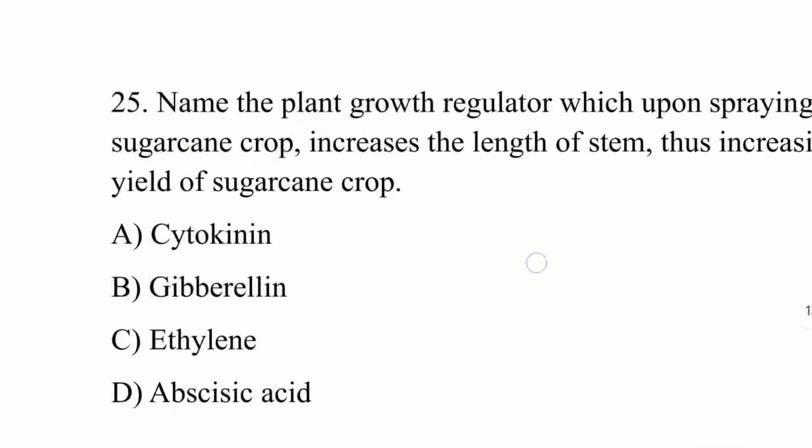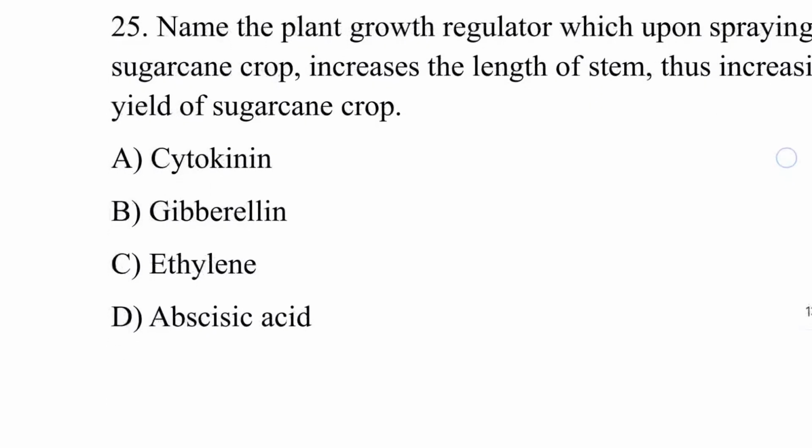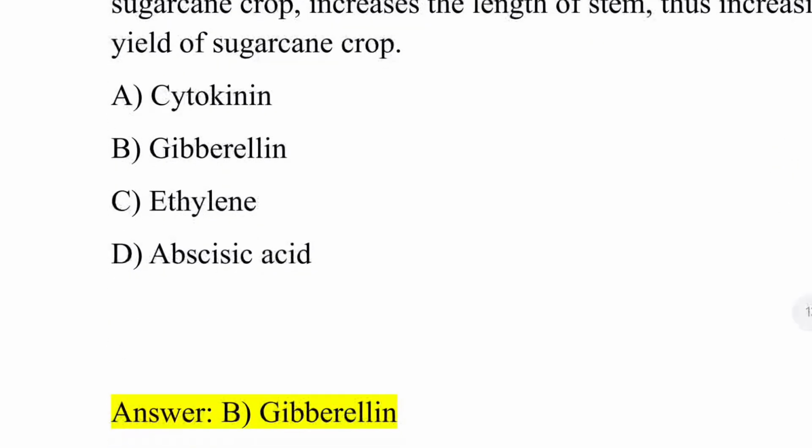25th question. Name the plant growth regulator which upon spraying on sugarcane crop increases the length of stem, thus increasing the yield of sugarcane crop. Option A, cytokinin. Option B, gibberellin. Option C, ethylene. Option D, abscisic acid. The correct answer is option B, gibberellin.